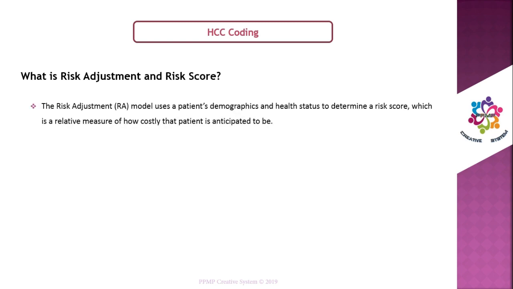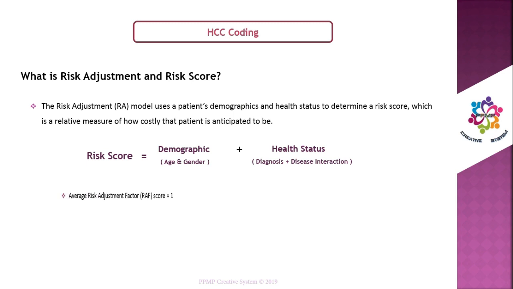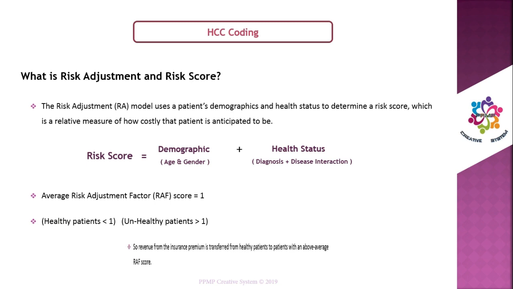What are risk adjustment and risk score? The risk adjustment model uses a patient's demographics and health status to determine a risk score, which is a relative measure of how costly that patient is anticipated to be. Risk score equals demographics, which includes age and gender, plus health status, which includes diagnosis and disease interaction. The average risk adjustment factor, RAF, score is 1. If RAF is less than 1, it means healthy patients. If RAF is greater than 1, it means unhealthy patients. So revenue from the insurance premium is transferred from healthy patients to patients with an above average RAF score.